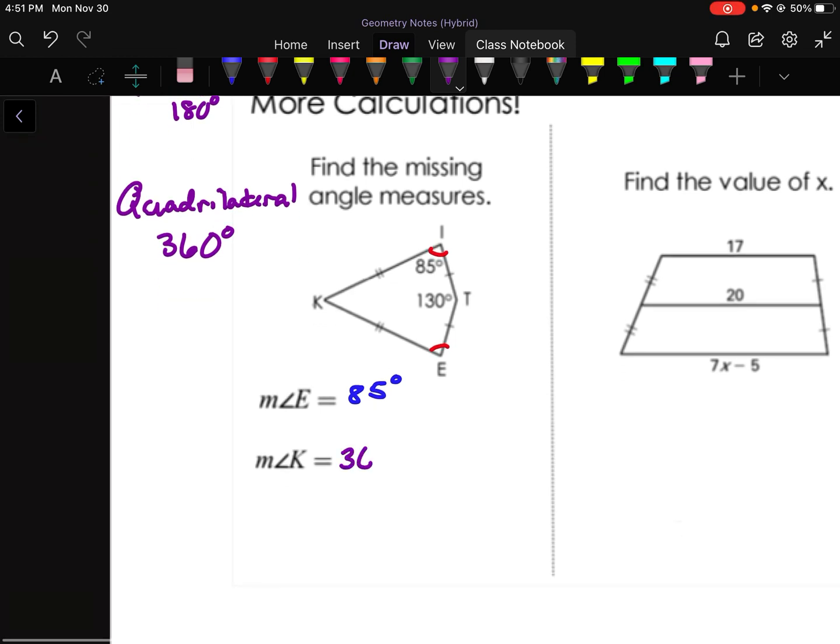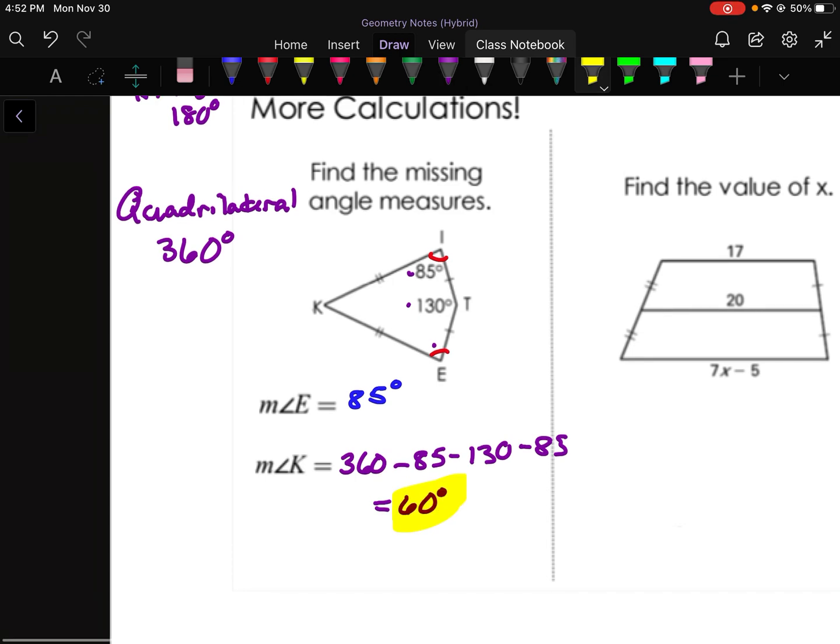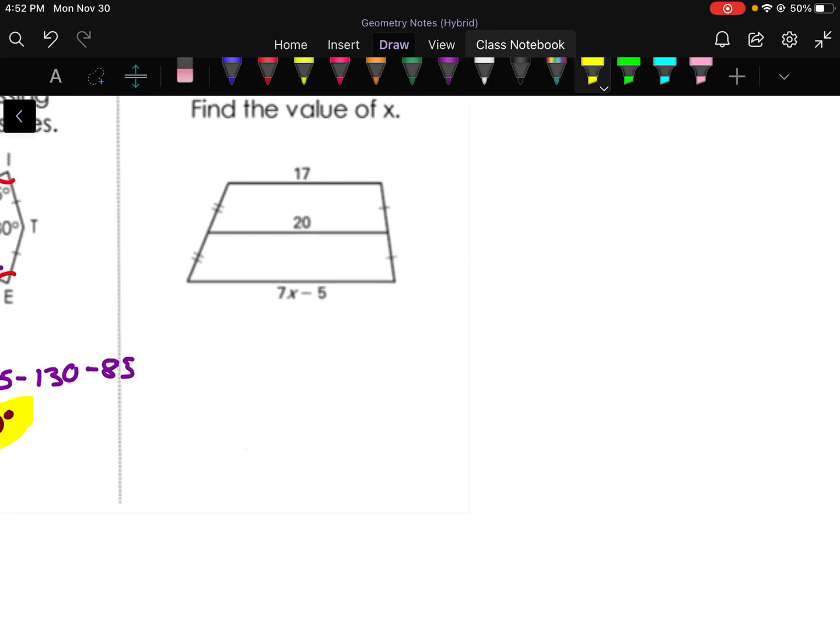So what we can do is we can take 360, we can subtract the top 85 up here, we can subtract the 130 from here, we can subtract the 85 that we know is that, and if you do all that, you are left with 60 degrees. Yeah, I'm not sure when some of this is supposed to pop up, but a quadrilateral always has 360 degrees.